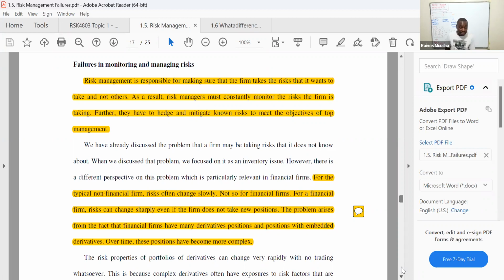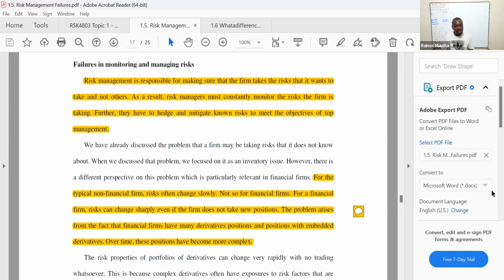Where when you look at financial firms and non-financial firms, non-financial firms are typically firms that are not in the financial industry. Like, for example, you are looking at firms in manufacturing, you're looking at firms in different sectors as well. Which means that when it comes to these particular firms, when it comes to their risk management activities, we are not expecting that much movement when it comes to their risk exposures.